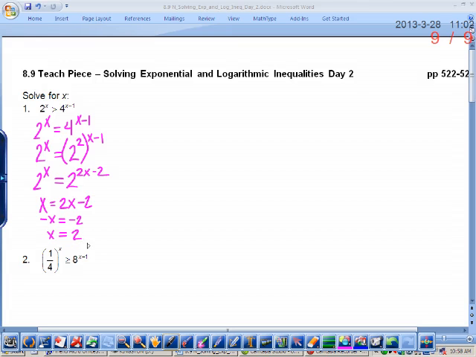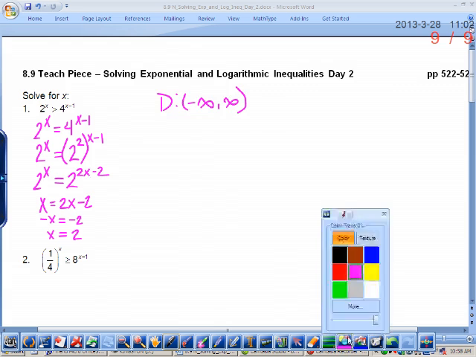Then we check our domains. Do we have any domain restrictions on these two functions? No. What kind of functions are these? These are exponential functions. Think of your exponential graph. Are there any domain restrictions? No. So our domain on both of these are all real numbers. So am I going to get any critical values from this? No. So I'm only concerned with the x equals 2.